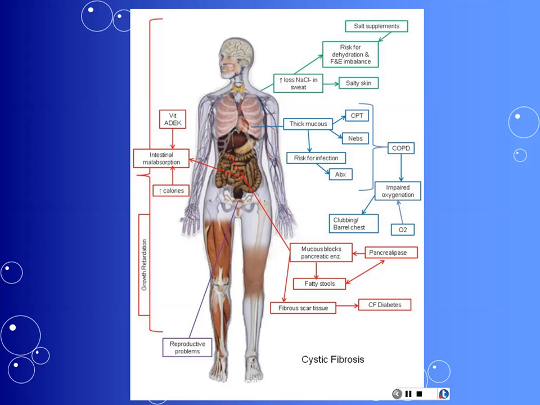With that thick, sticky mucus, it also blocks, like we talked about, their pancreas. And their pancreatic enzymes don't work, so it doesn't break up things like it's supposed to. So they have those fatty stools, because all of their fats and the things that they need are being excreted. So they actually have to take enzymes for that, pancreatic enzymes like pancrelipase, with every meal. There's only a few things that you don't have to take it with, like some fruit juices and things like that. They have to take more if they're eating especially fatty meals. So if they're chowing down on pizza, they're going to have to take more pancrelipase to help break that down.